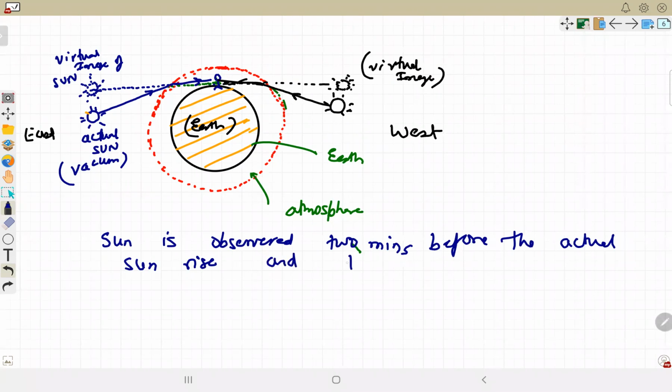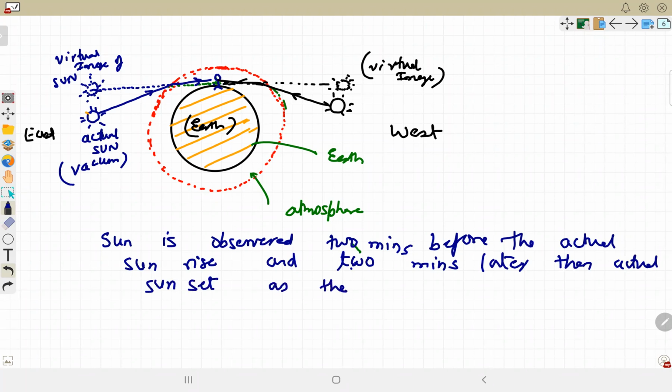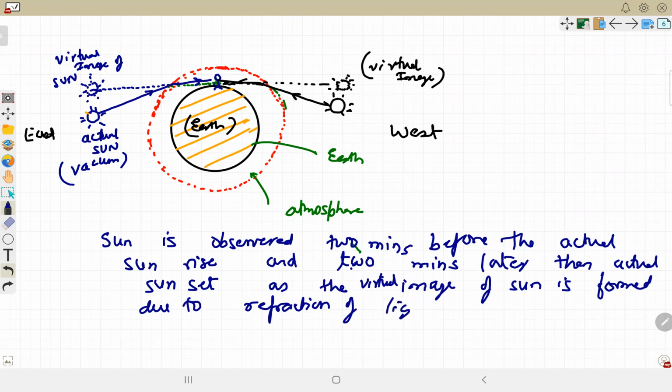And 2 minutes later than the actual sunset, as the virtual image of sun is formed due to refraction of light when it enters into Earth's atmosphere.